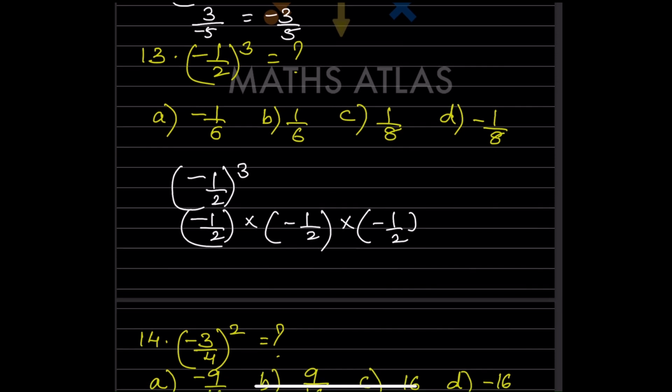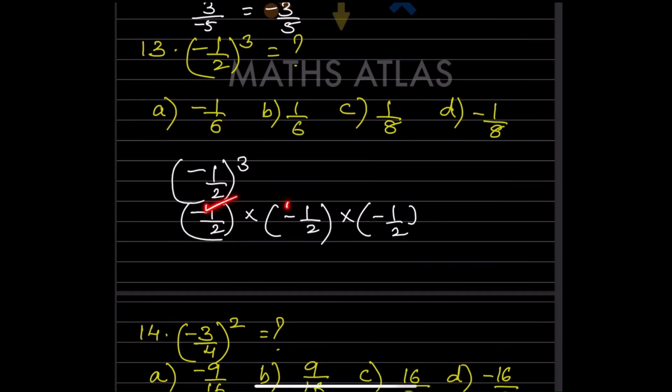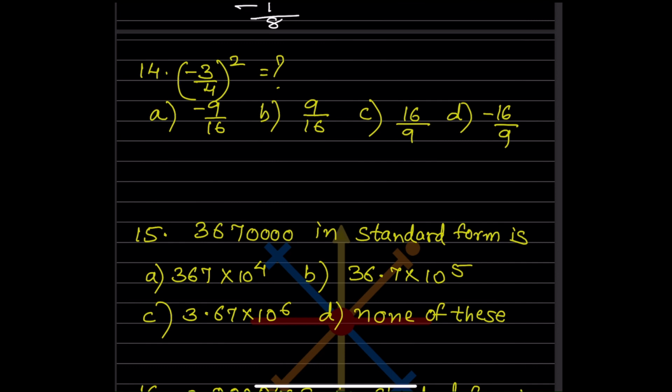Now what you can see here is that the negative signs are 3 times, which is an odd number. So the answer is going to be negative 1 here, and the 2s: 2 twos are 4 because it is multiplication, and 4 twos are 8. So that will be minus 1 by 8. That is the D option over here. Now for this one, you don't have to solve it because it's easy. Because the exponent is 2, the negative is going to become positive 1. So it will be 9 by 16.